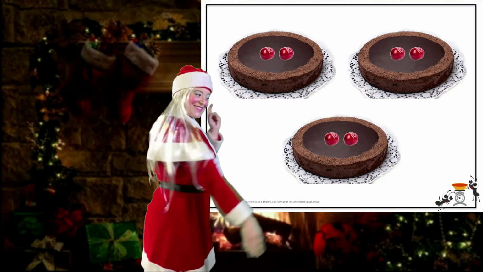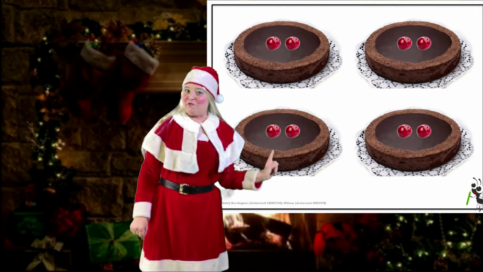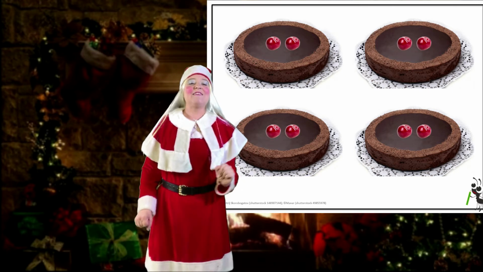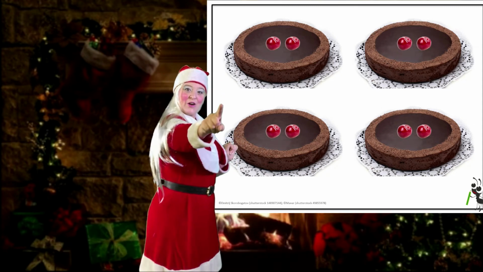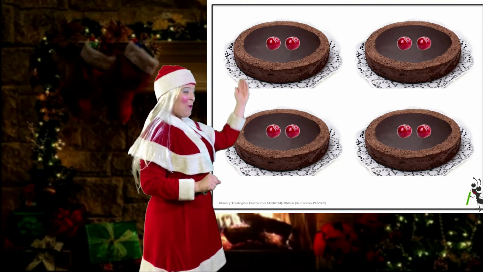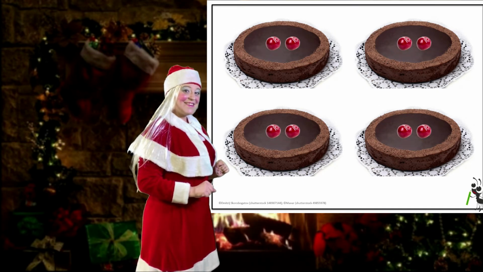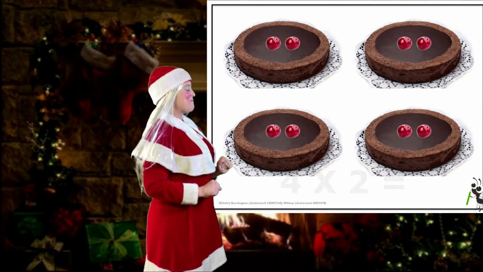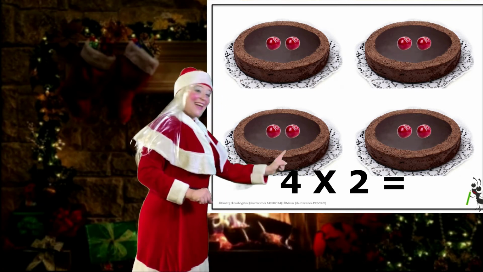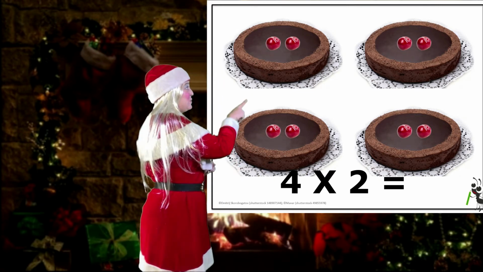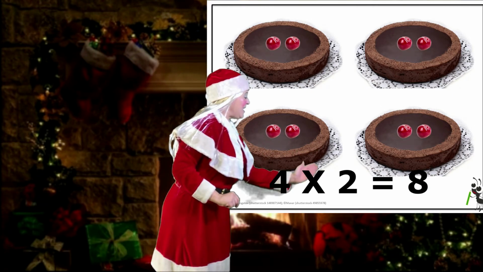Here we go. Cakes with 2 cherries each. Now, what sum are you going to write to show what's happening here? That's right. 4 times 2 is 2, 4, 6, 8 is 8. 4 times 2 is 8.